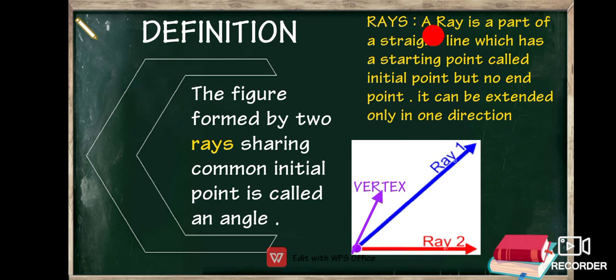So a ray is a part of a straight line which has a starting point called the initial point, or it can also be named a vertex, but no end point. It is extended only in one direction. You can see in this figure there is only one common initial point, and from this point we have two rays arising. So that is known as an angle, and this point is known as the vertex. So we can read the definition once. The figure formed by two rays sharing a common initial point is called an angle.